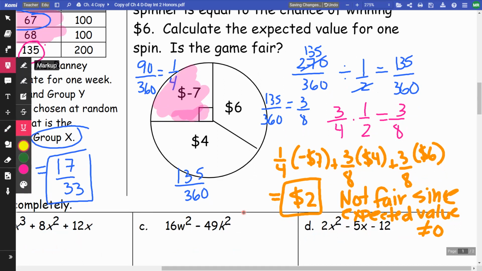So again, in order for it to be a fair game, our expected value has to be 0, or how much you paid to play is how much you should win back to break even.